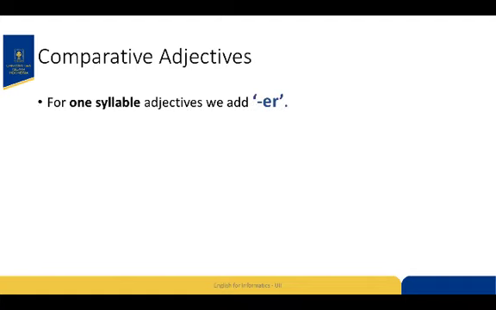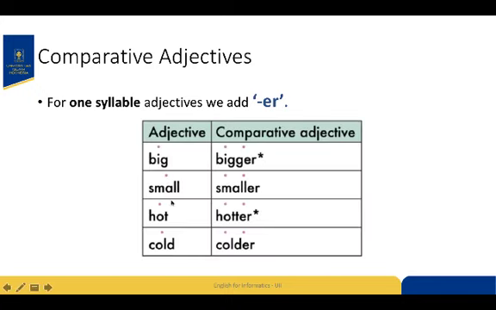First is one-syllable adjectives. Here, we only need to add -er at the end of the adjective. For example, here, the one-syllable adjective big will become bigger. Small will become smaller. Hot, hotter, etc.